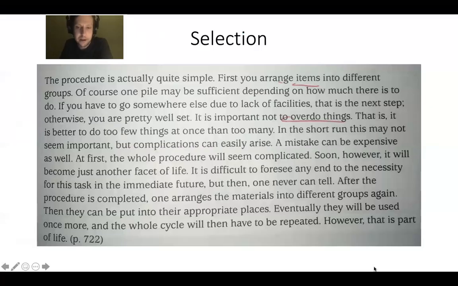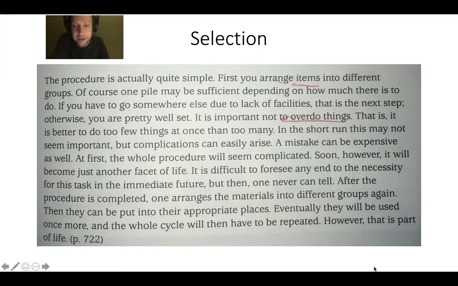I'm curious, is there anyone who has not read the textbook who was able to figure out what this was about? Is it about laundry? It is about laundry. Yeah, that answer is in the textbook, but it is about laundry. So if you reread it now, it makes a whole lot more sense. The procedure is actually quite simple.